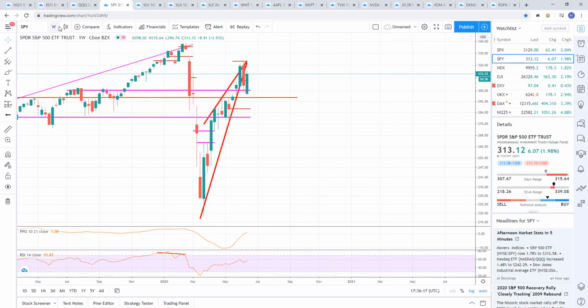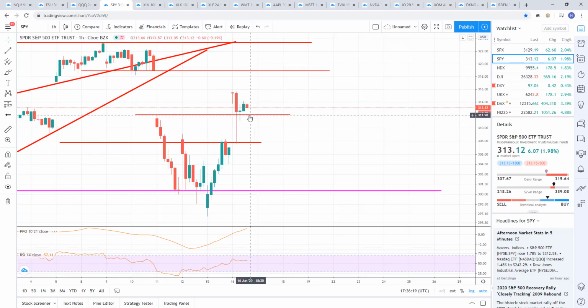But again, what I'm saying is the market is at a point where it should roll over. Doesn't mean it has to, but it should. So I'm watching for that.